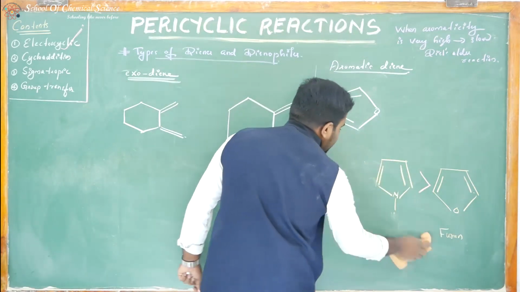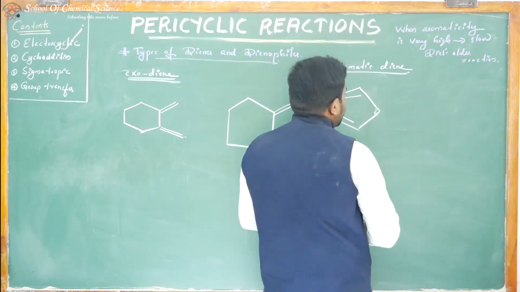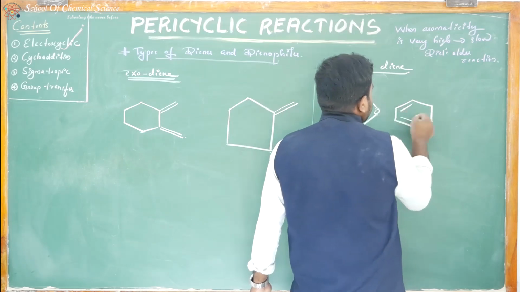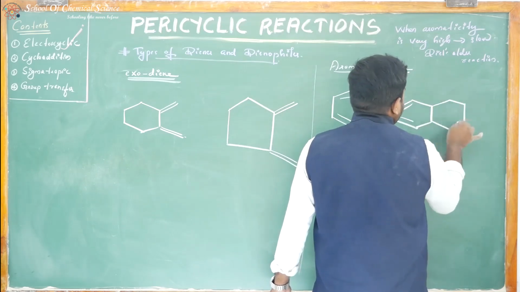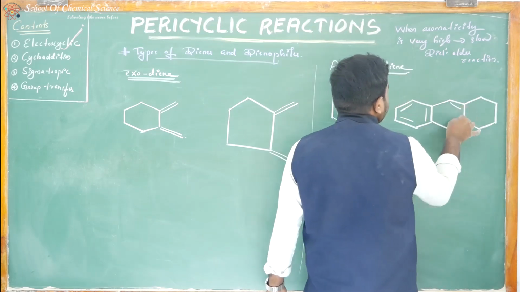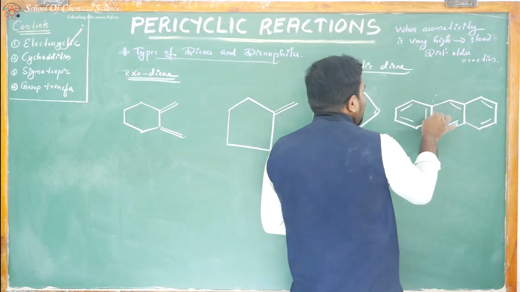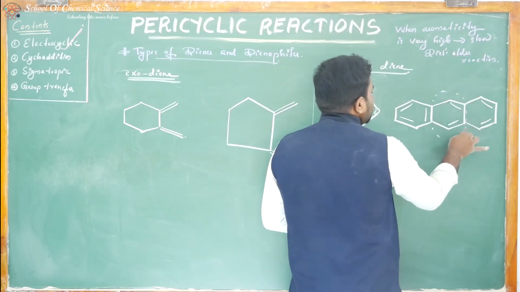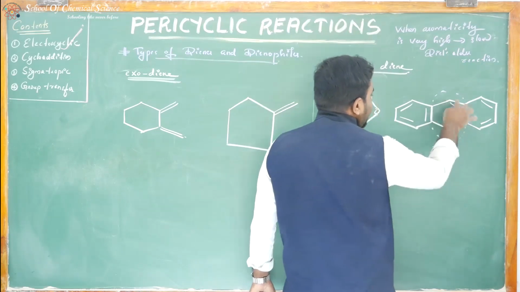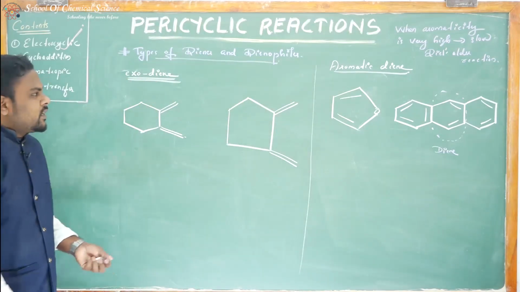Another example is anthracene. The middle ring of anthracene acts as the diene. Very, very important. Give a star mark.